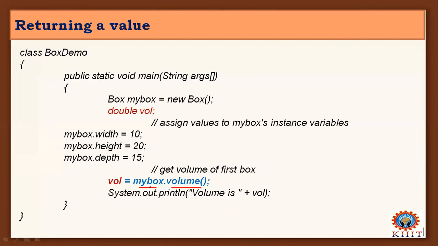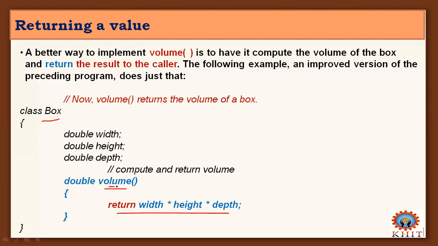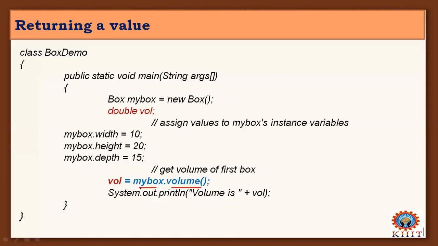And calling this volume method of the class simply returns the volume of the box as a double return value. Why? Because the volume method's return type is double, so it returns a double value. To hold the return value of this method call, we need a double variable.